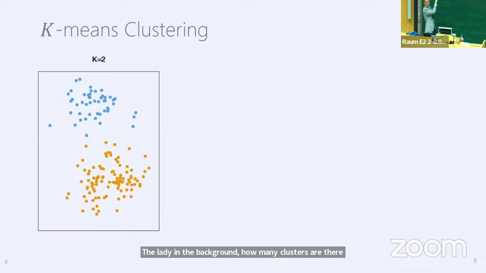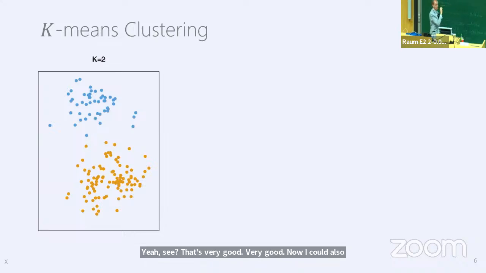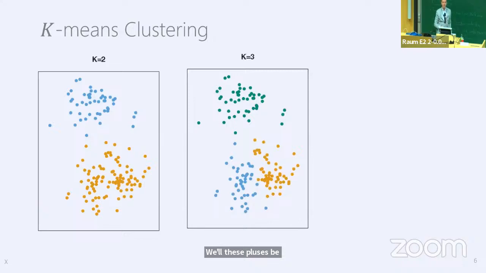So here we have some data, and if I were to ask, well, the lady in the back, how many clusters are there, or what are the clusters? If there are two, then probably you would say, even without the colors, one at the top, one at the bottom. Yeah, that's very good. Now, I could also ask, if we have the same data, and I ask you to find 3 clusters for me, where would these clusters be? Like this? Okay, very good. You're too good at this game. So I'm now going to ask somebody else. If you would now ask, okay, I want 4 clusters. You.